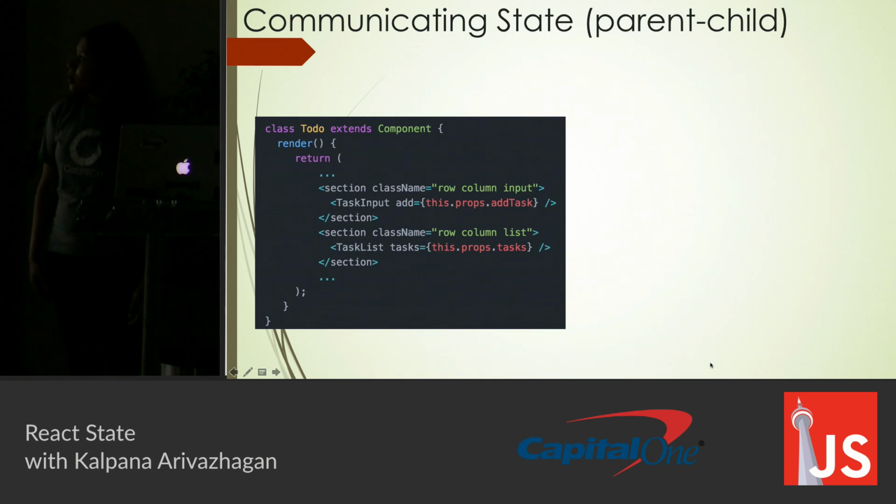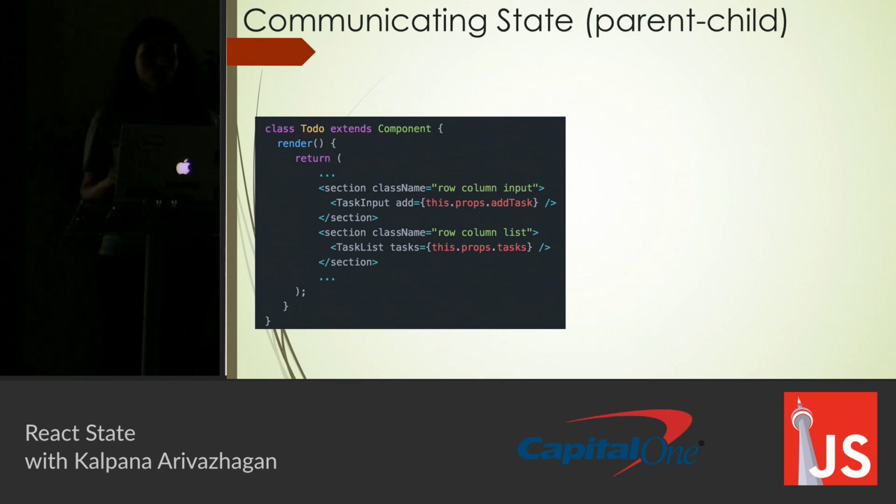OK, so now we have been connected to the store. We have the data from the store, and we also have the action from the store. So the to-do component has two goals. One goal is to list the tasks that it has in the store, and the second one is letting the user add a new task to the store.